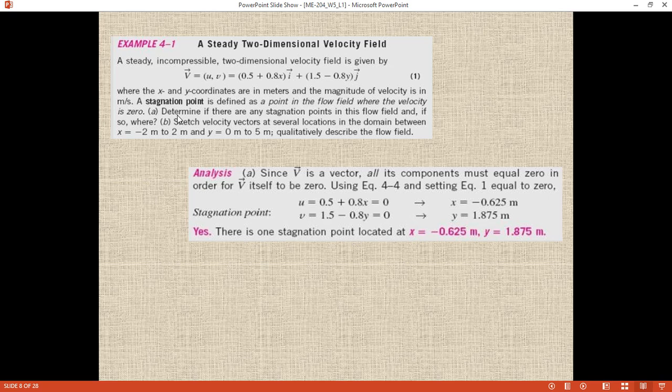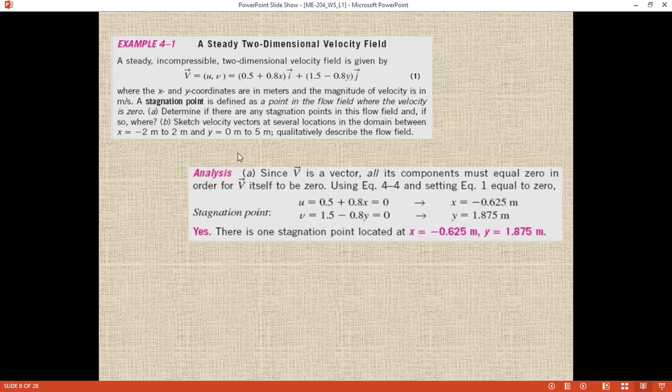So it is confirmed that there is a stagnation point at x equals 0 and y equals, at x equals minus 0.625 and y equals 1.875. And second, now we have to sketch the velocity vector in several locations within this given domain.